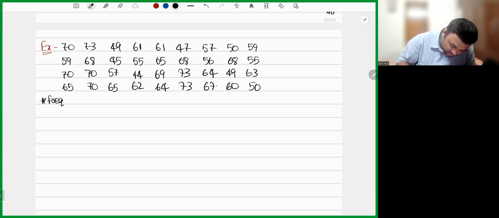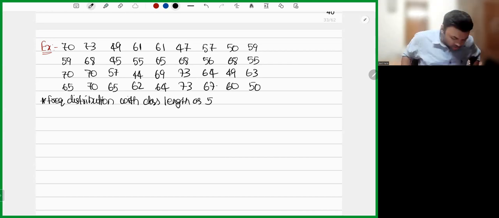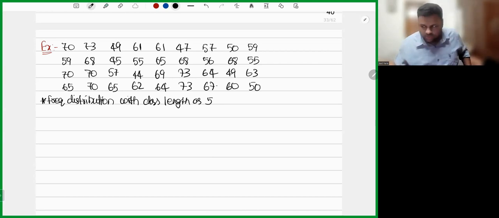Frequency distribution with class length as 5. Okay. Today I'll give you homework also. There are 4 sums which I'll give you as homework. You can go ahead and solve those 4 sums and test your preparation level.